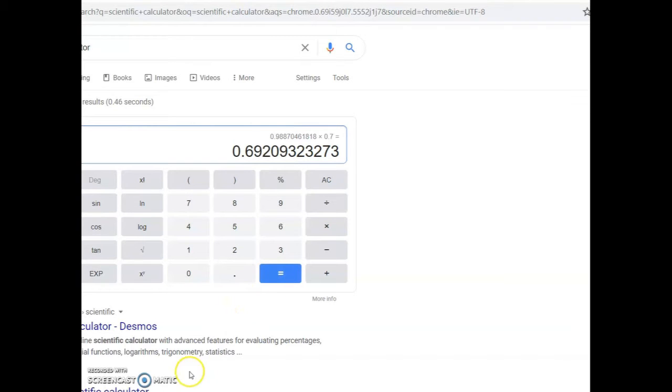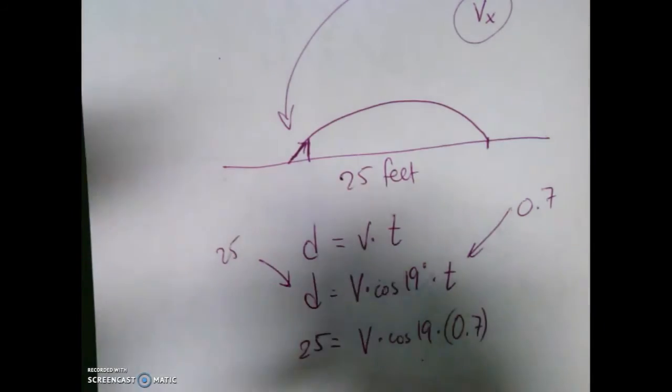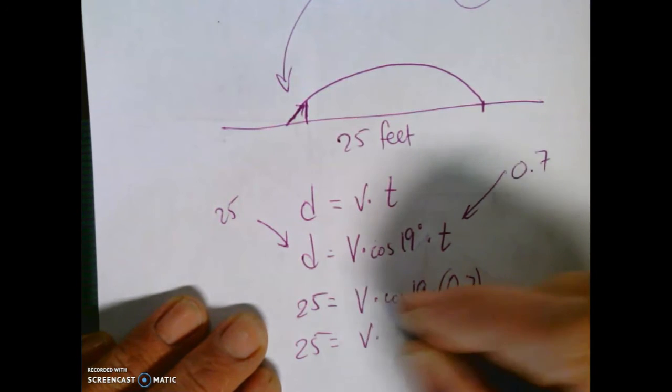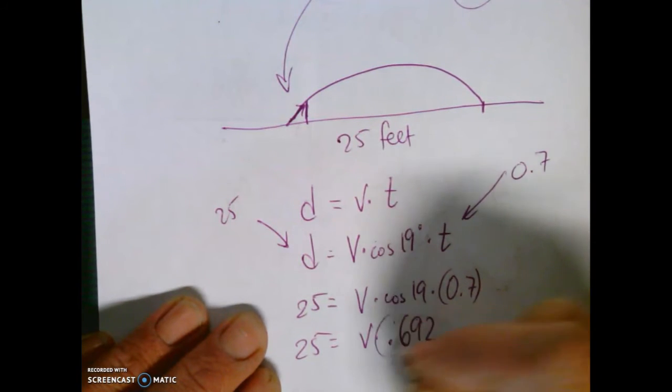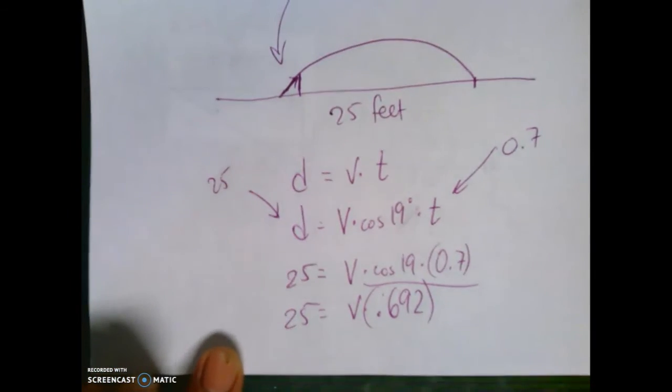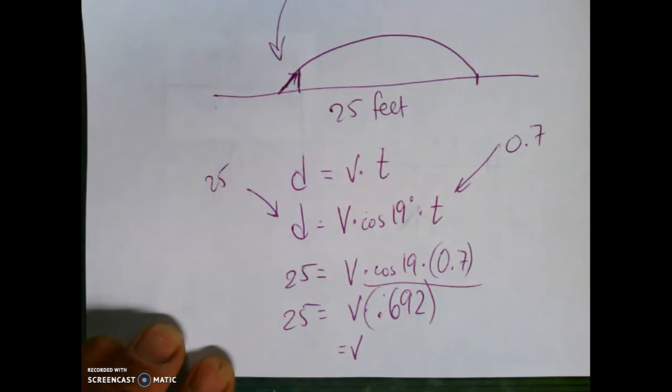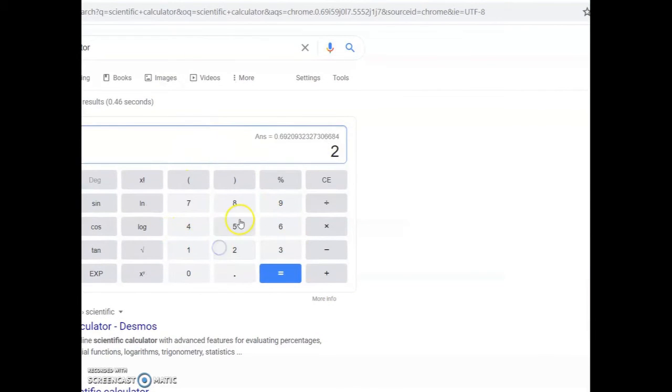We'll put 0.692. Okay, let's come back to here. So 0.692, that's what we had. 25 equals v times 0.692. That's what this whole thing is. And then to solve for v, divide both sides by 0.692. All right, so 25 divided by 0.692. So our velocity was actually about 36.12. Actually, I should round it out to 36.13.